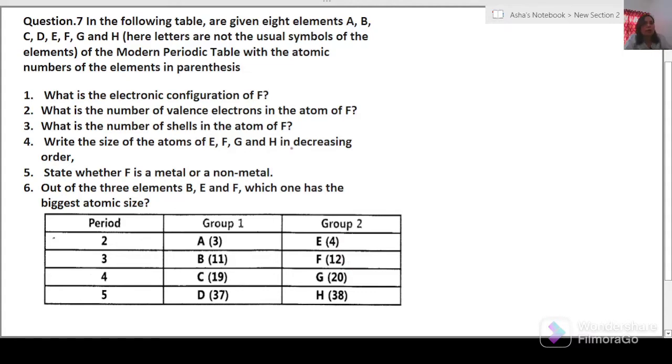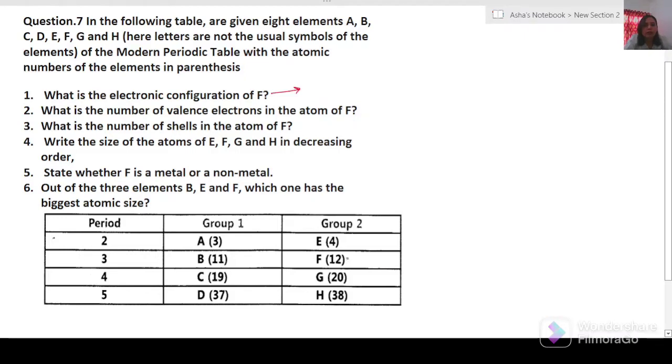Okay, now question number 1, what is the electronic configuration of F? F is here, atomic number is 12, so it will be 2, 8, 2. So this is the electronic configuration here, 2, 8, 2. Okay, what will be the number of valence electrons? Valence electrons they are asking, not valency, keep in mind. Okay, so valence electrons will be 2. So in the last shell it is having 2 electrons. What is the number of shells in the atom of F? So this is first shell, this is second shell, this is the third shell, so the number of shells will be 3.